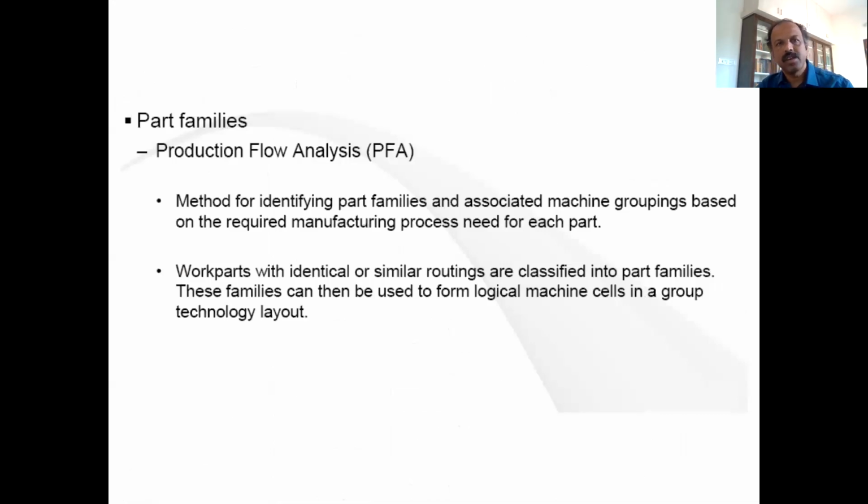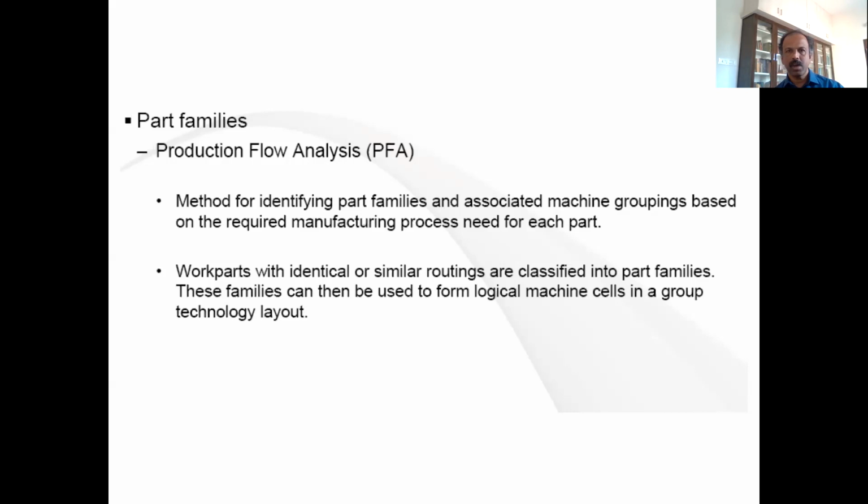Then the third method of part family identification is what is termed production flow analysis, which we call PFA. PFA is the method for identifying part families and associated machine groups based on the manufacturing process required for each part. Here in production flow analysis, we identify the part based on the manufacturing procedure requirement.